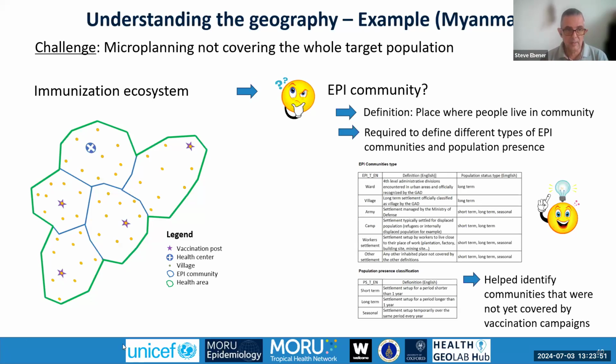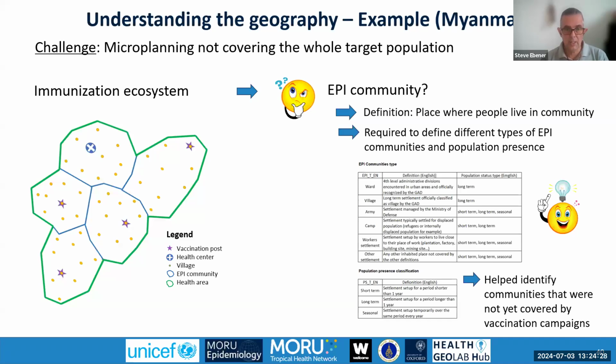So the first action that was taken, and again, here we have zero involvement of technology or electronic or whatever, is purely trying to understand the geography of the program or the intervention in a particular case. So the agreed upon definition we came up with was that an API community was a place where people live in community. Okay. Then we needed to identify the different types of API communities to make sure that we would be covering all of them.